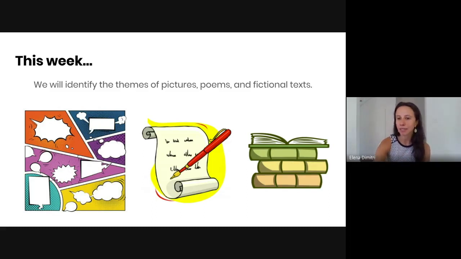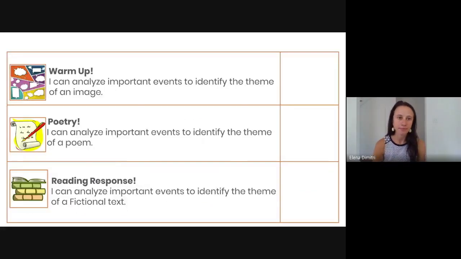And you are familiar with what a fictional text is. A fictional text is a story that is not based off of real events. It might be realistic fiction, which means that it could happen in real life, but it didn't actually happen. So we have three learning targets. We are going to be doing all of these today.